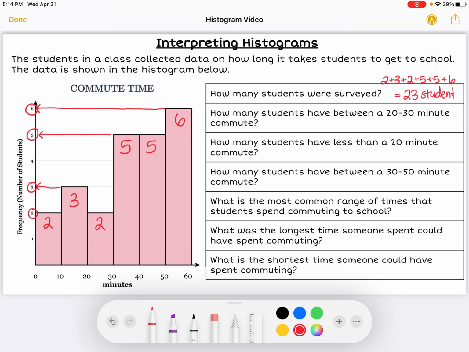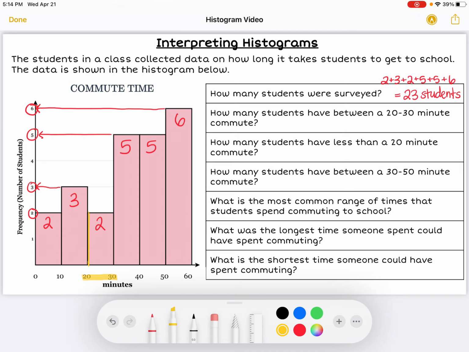The next question asks how many students have between a 20 and 30 minute commute. So I'm going to go on my histogram and look for where I see the numbers 20 and 30. I see from 20 to 30 is this section on the histogram right here. And I only see one bar within this section.